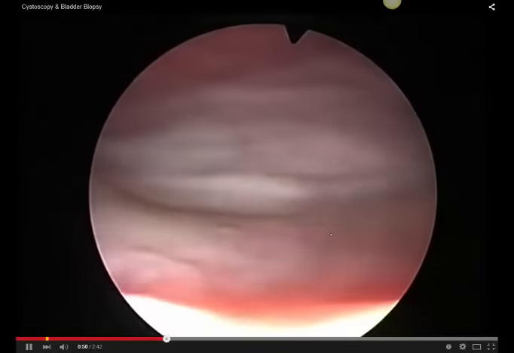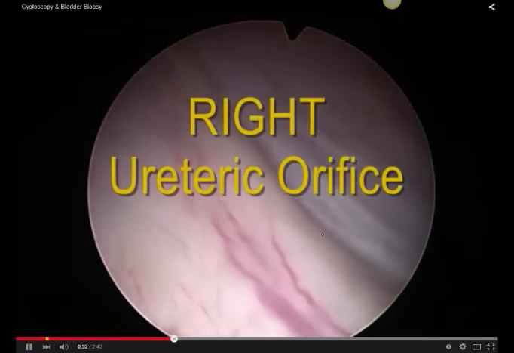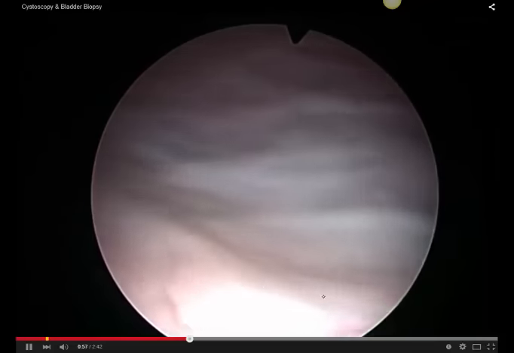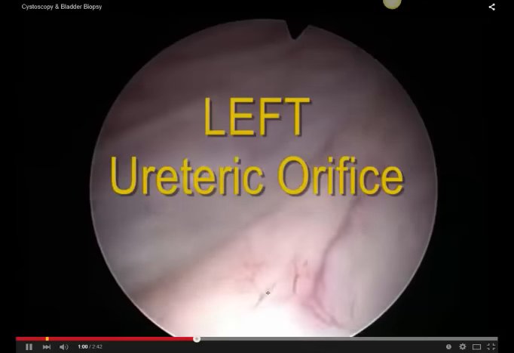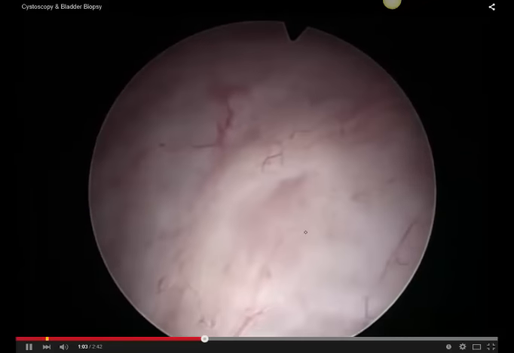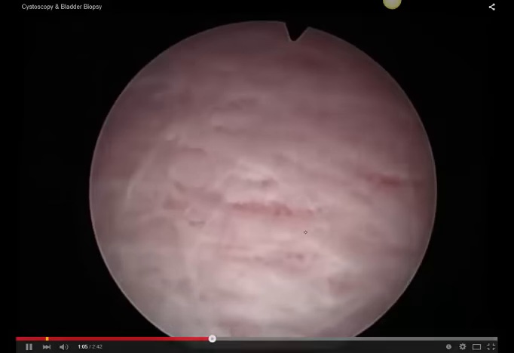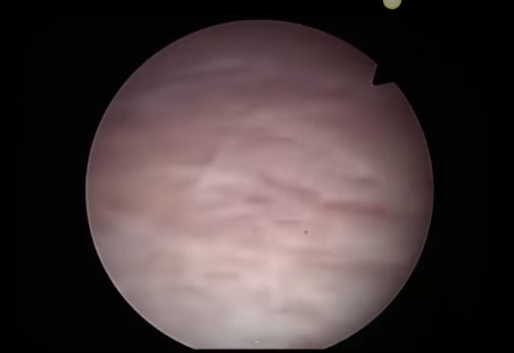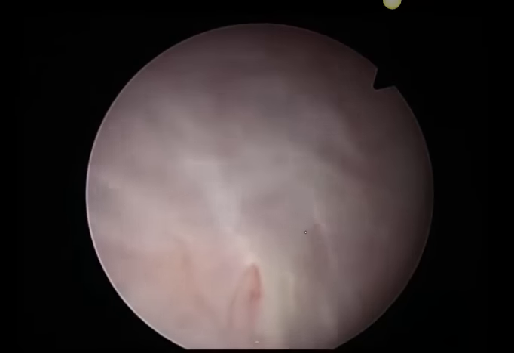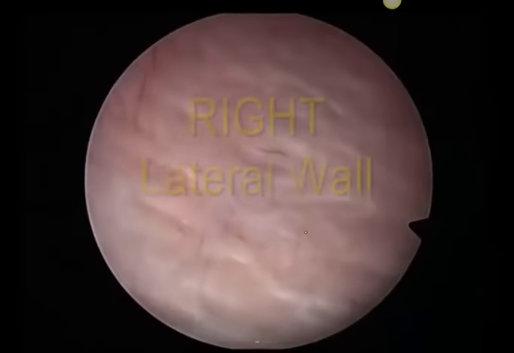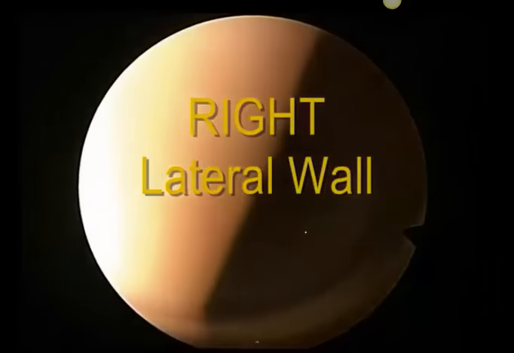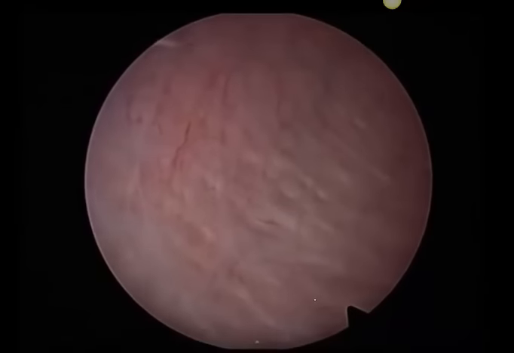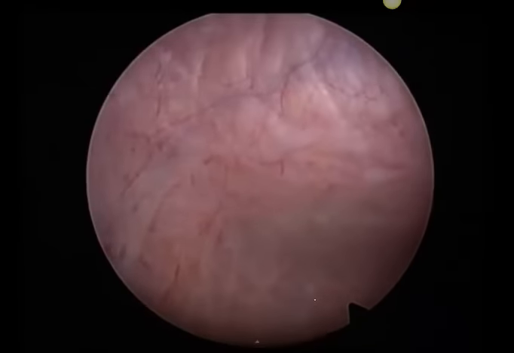So look at the bladder wall. You can see how it's trabeculated. Here is the ureteric orifice. Notice how the scope is going through the bladder wall. These are things which float around in the urine, in the bladder.